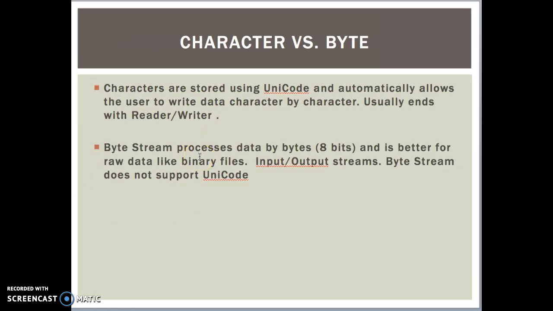Character versus byte stream. Characters are stored using Unicode and automatically allows the user to write data character by character. Usually ends with the reader/writer. A byte stream processes data by bytes, usually about 8 bits, and it's better for raw data like binary files, input-output streams. Byte stream does not support Unicode.